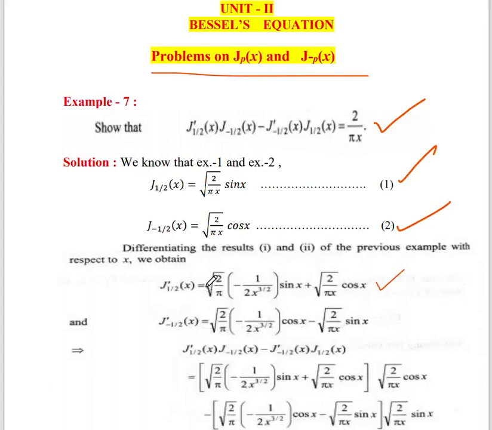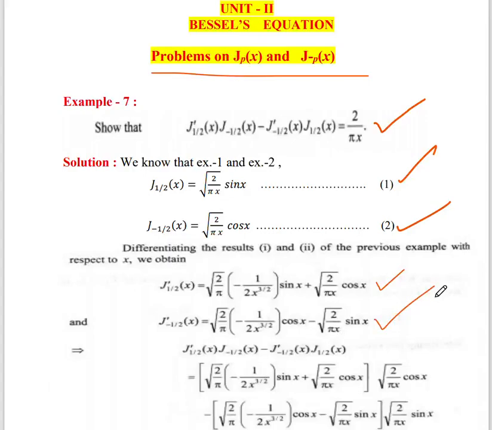Similarly, differentiating equation number 2 with respect to x, we get J dash minus half of x equal to the derivative of first function, root 2 upon pi into minus 1 upon 2 x to the power 3 by 2, second function cos x as it is, plus first function root 2 upon pi x as it is into the derivative of second function, that is derivative of cos x, which is minus sin x. So this is the differentiation of equation number 2 with respect to x.